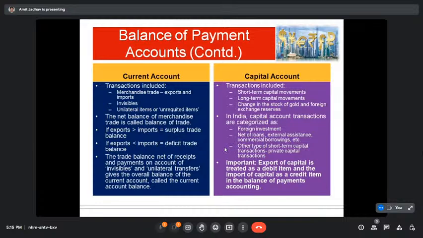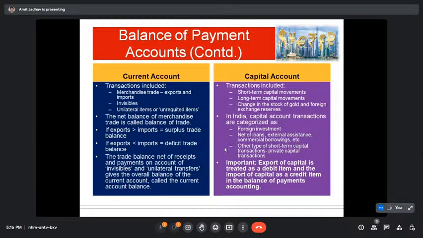In the other situation, if exports are smaller than imports, the country has a deficit in the trade balance. And similarly, sometimes if the country's exports and imports are equal, that time we can say the current account is balanced. So the trade balance needs receipts and payments on account of invisibles and unilateral transfers, giving the overall balance of the current account.